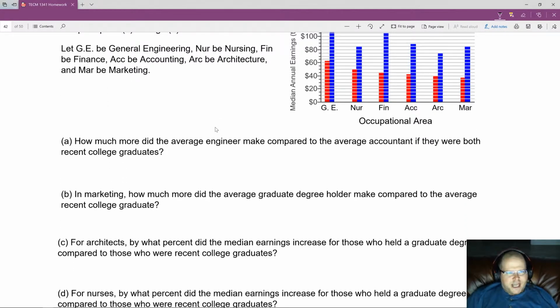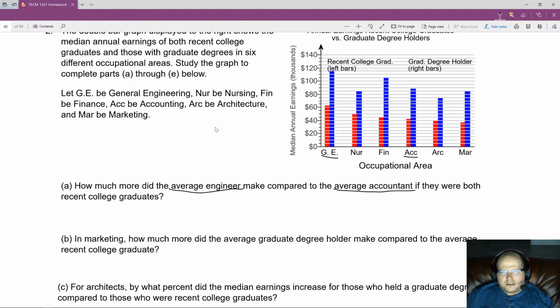So how much more did the average engineer make compared to the average accountant if they were both recent college graduates? So what we do here is we have to look up the average accounting, and we have to look up the average engineering. So we have engineering right here, and we have accounting over here. Now, they specifically say recent college graduates. Recent college graduates are the left bar, so it's the red, okay? And graduate degree holders, the right bars, would be the blue. So whenever they say recent college graduate, we're going to look at the red ones, the ones on the left.